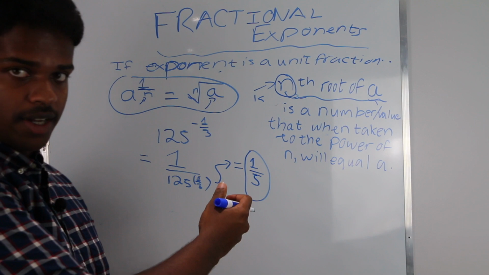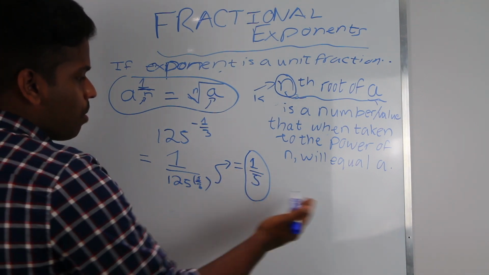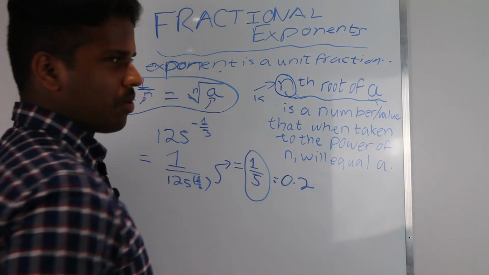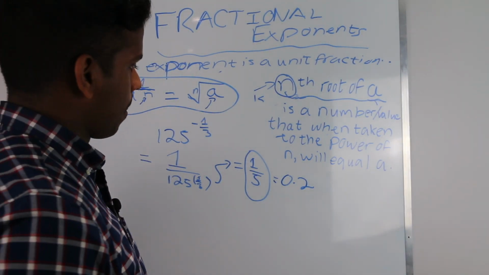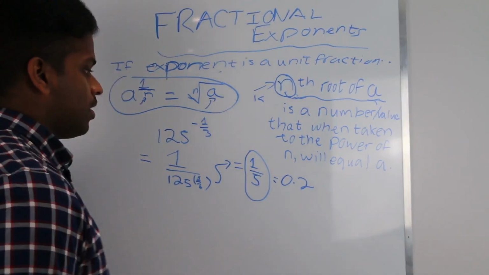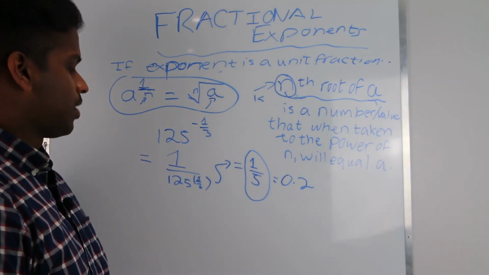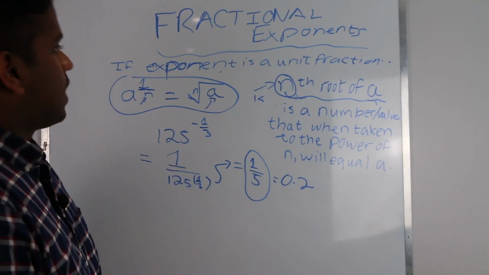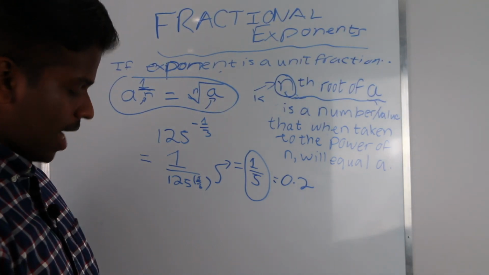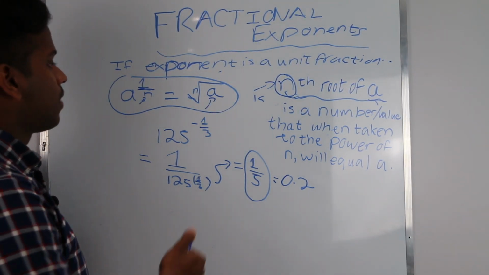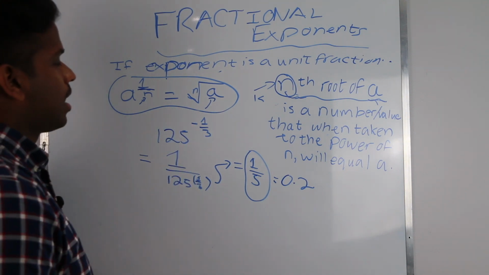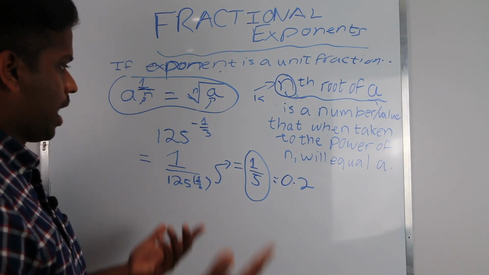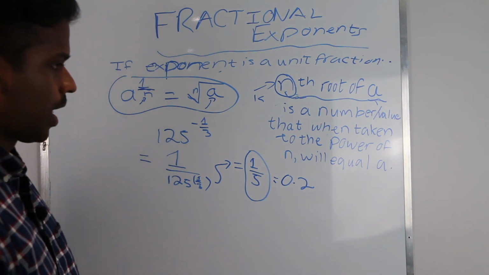You can try plugging it into your calculator. You'll get this as a fraction, and in decimal form, which I believe is 0.2. Yes, you would get 0.2. So that is how we look at fractional exponents if the exponent is a unit fraction. And this is how we do negative exponents: if the exponent is negative and it's a unit fraction like this, we just calculate like we would for a normal negative exponents problem.